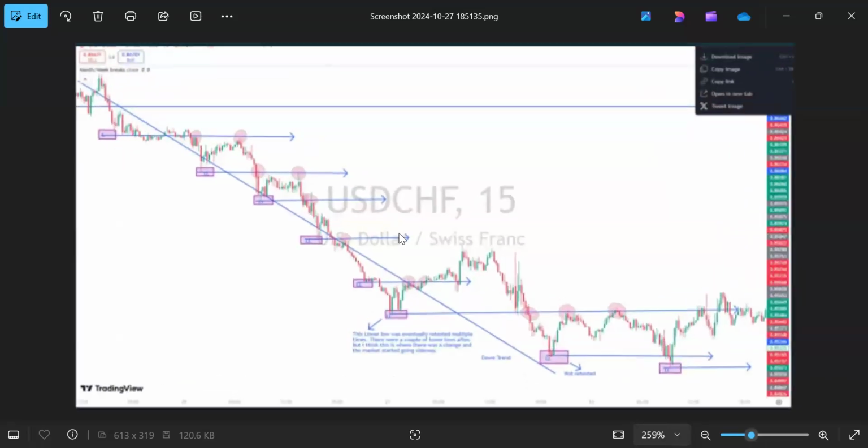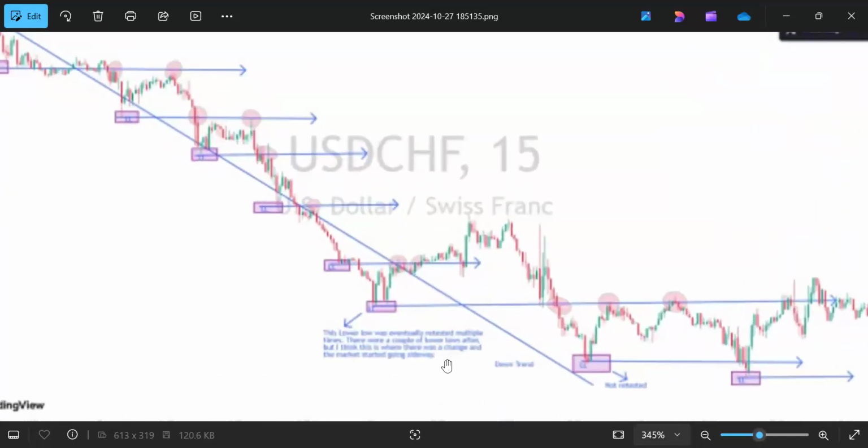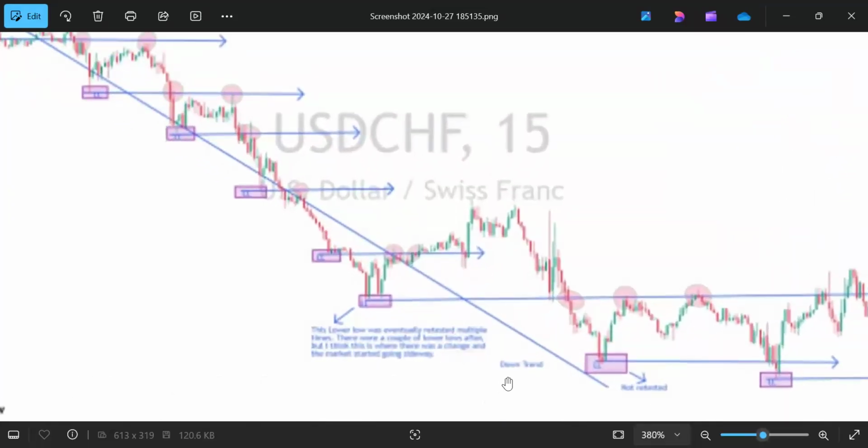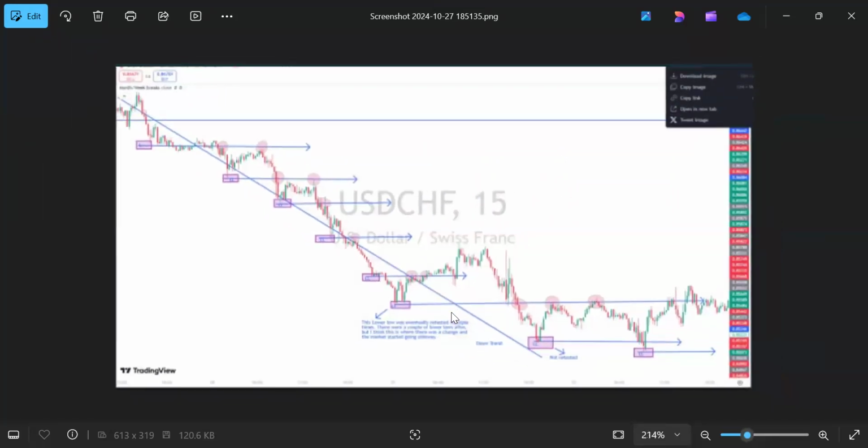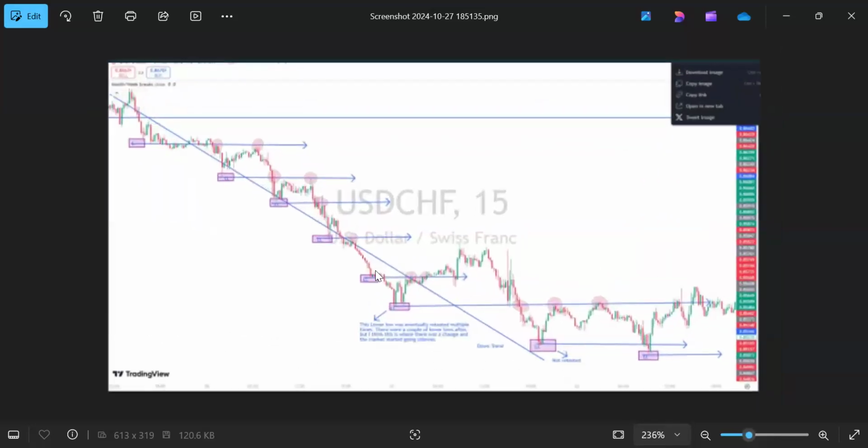Okay, but this looks pretty good. Let me see your note right here, this low retested multiple times. Okay, that's good notes. But for the most part, you're understanding your lower lows and your lower highs. So that's really good. And then you do have some good market structure right here, which would help you identify your next entry of those breaks.